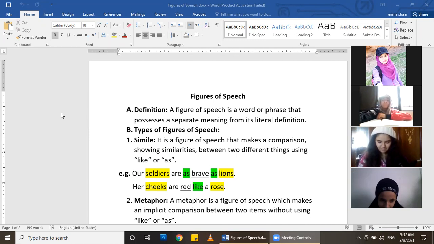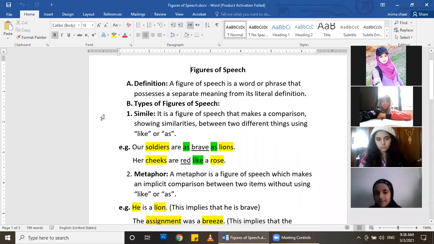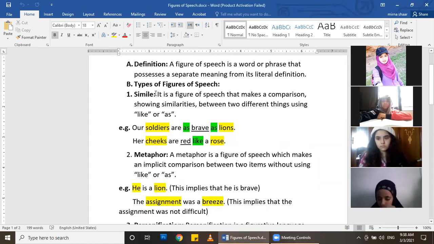Here, both soldiers and lions are brave. This is how they are similar. And we use the word as in order to show the similarity. Another example is, her cheeks are red like a rose. So both her cheeks and the rose are red. And here, Fatima, I use the word like in order to show how they are alike. So, any question about the simile?